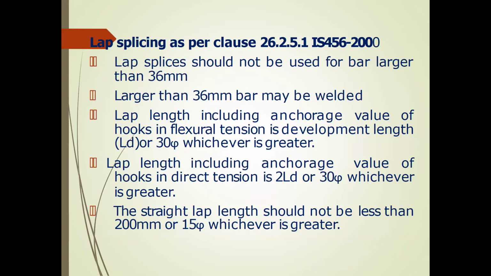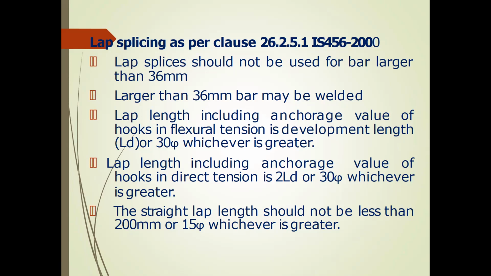Lap splices should not be used if the bar is more than 36 mm dia. If it is 36 mm dia, it should be welded. Lap length including anchorage value of hooks in flexural tension is the development length Ld or 30 times the bar diameter, whichever is greater. Lap length including anchorage value of hooks in direct tension is 2 Ld.